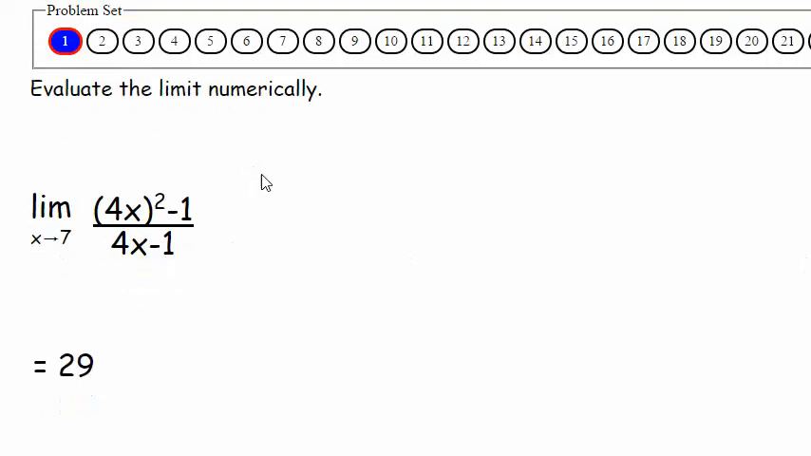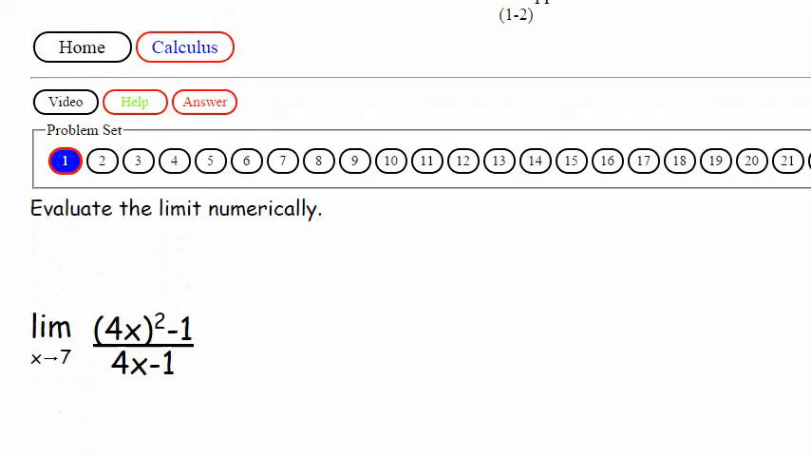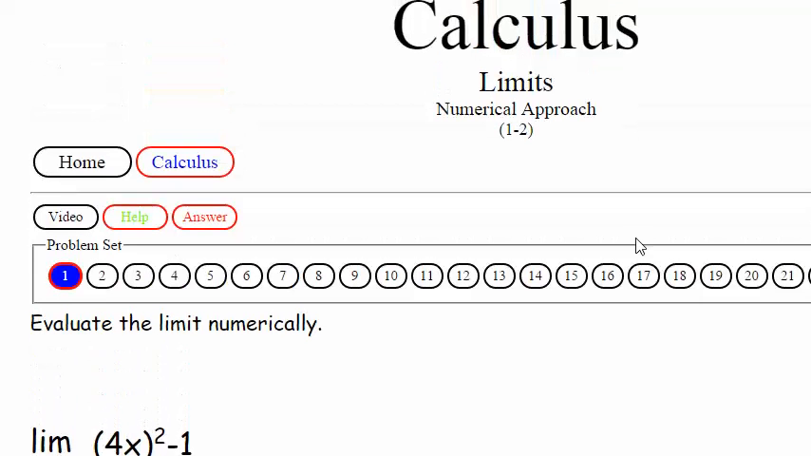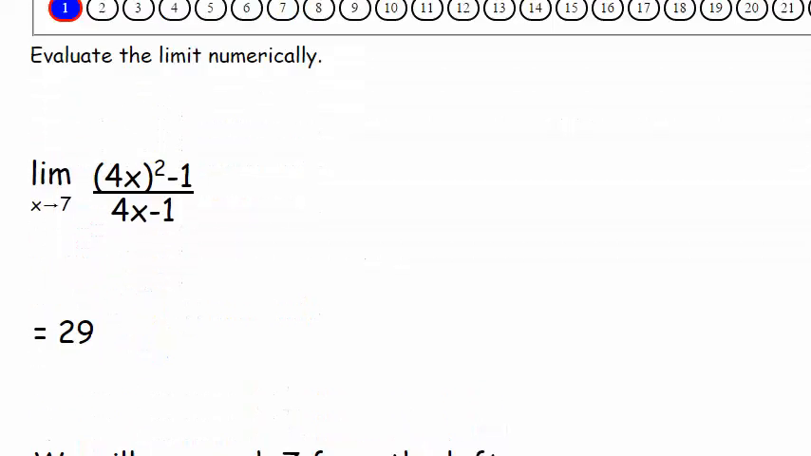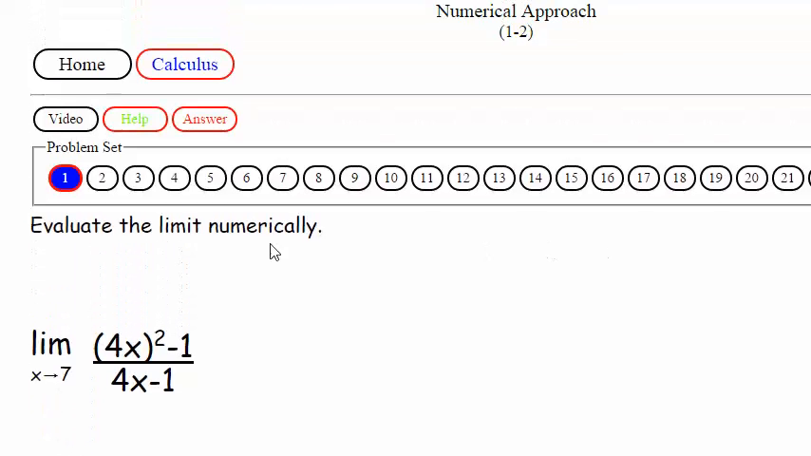So we just plug numbers in and we get really close coming from the left and coming from the right. And if both those numbers are converging towards the same number, then we can say that this limit, for example, is equal to 29. Now that's all you have to worry about. That's all the limit is about in this section, and we're doing this numerically. Okay, so it's not that bad. All right. Okay. See you on the next problem.